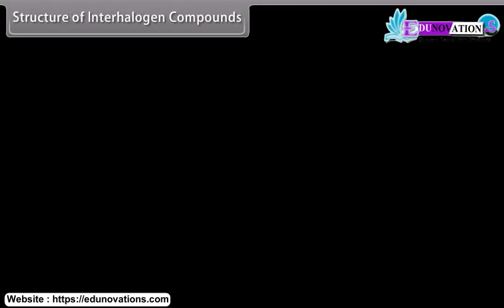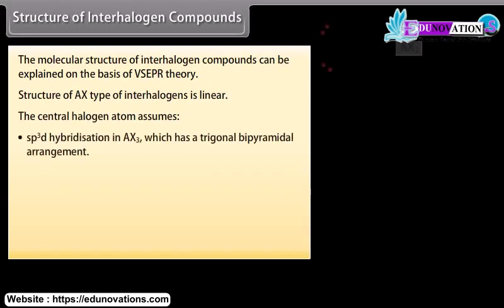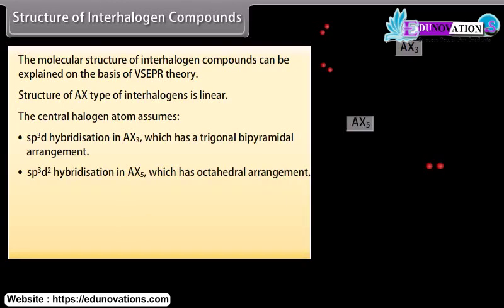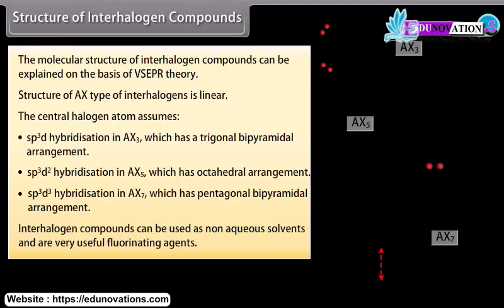Structure of interhalogen compounds. The molecular structure of interhalogen compounds can be explained on the basis of VSEPR theory. The structure of AX type of interhalogens is linear. The central halogen atom assumes sp3d hybridization in AX3, which has a trigonal bipyramidal arrangement, sp3d2 hybridization in AX5, which has an octahedral arrangement, and sp3d3 hybridization in AX7, which has a pentagonal bipyramidal arrangement. Interhalogen compounds can be used as non-aqueous solvents and are very useful fluorinating agents.